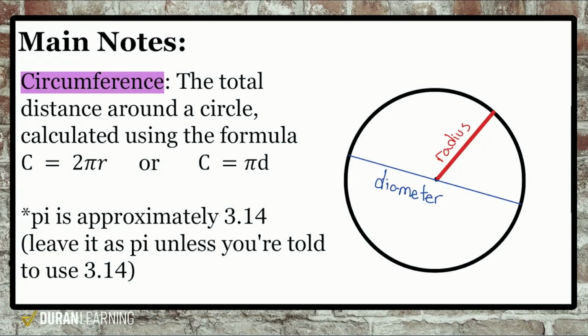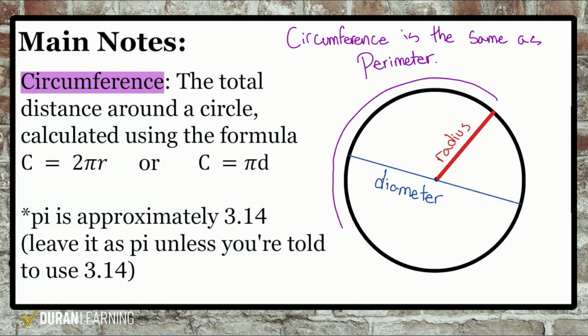Right on. So again, circumference is the same as the perimeter. I'm going to write this down for us. So circumference is the same as perimeter. If I go ahead and draw a path going around this circle, that's what the circumference would be, the distance around the circle.